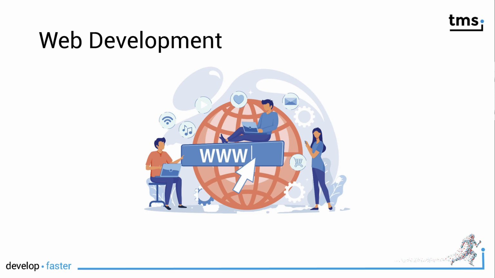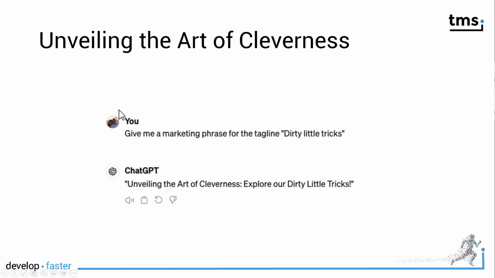I wanted to call this Holger's dirty little tricks of web design, but I was like, you can't use dirty little tricks as a marketing tagline. So I asked ChatGPT, and ChatGPT says that instead of saying dirty little tricks, I should say unveiling the art of cleverness. So today we will not explore any dirty little tricks. No, instead we will be unveiling the art of cleverness.